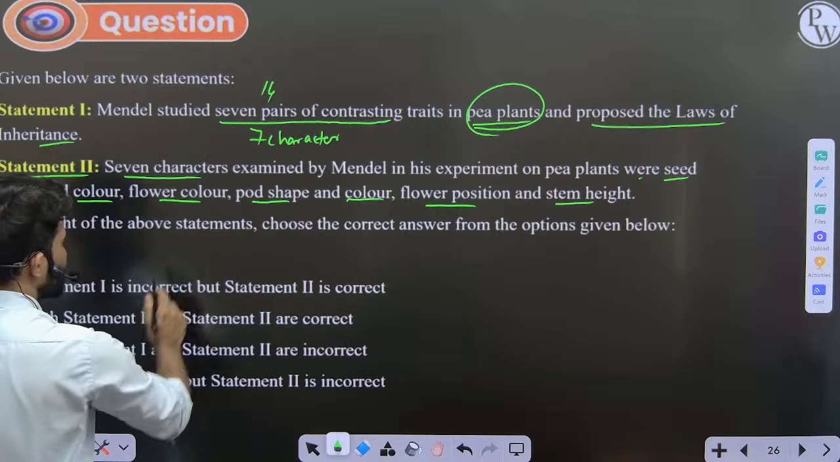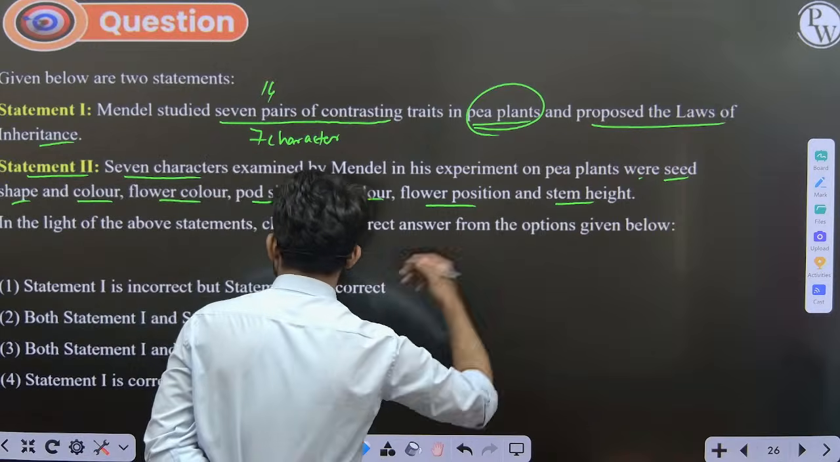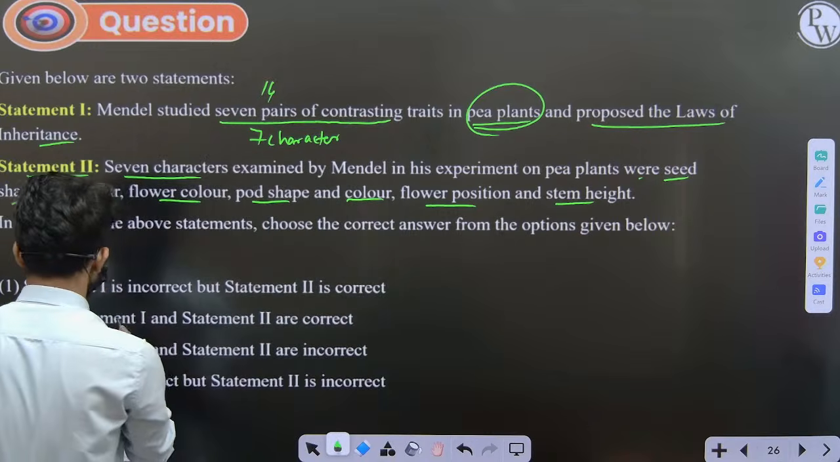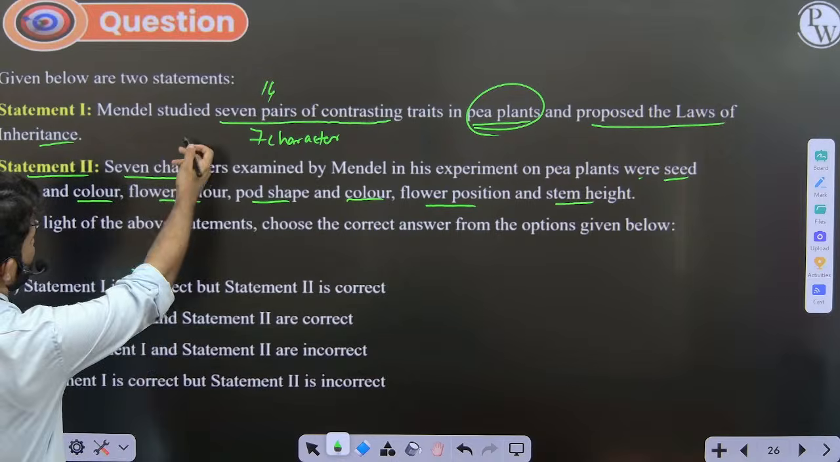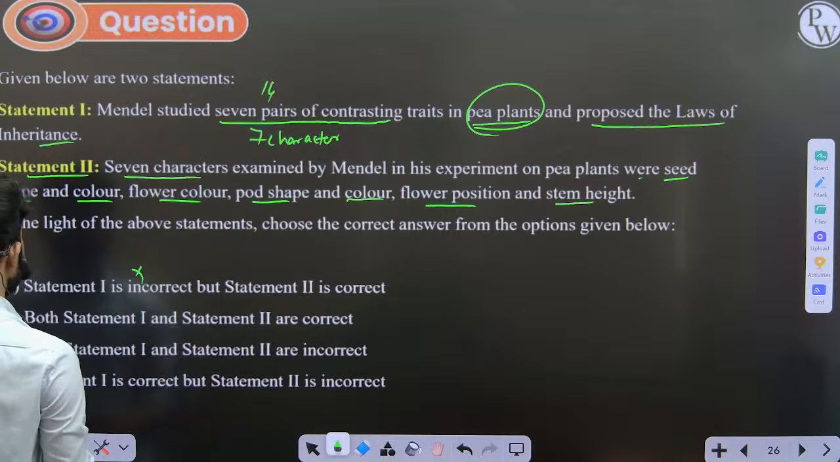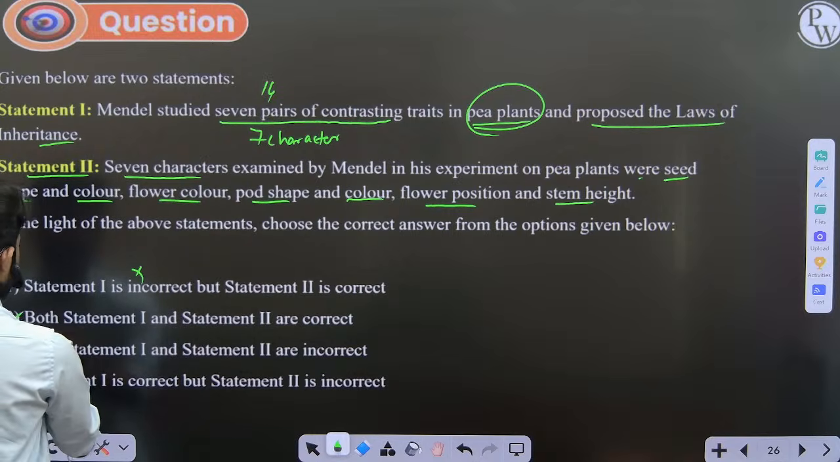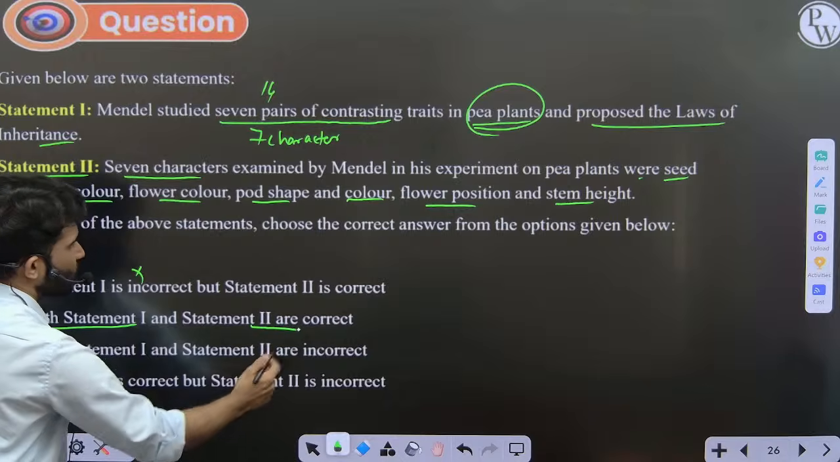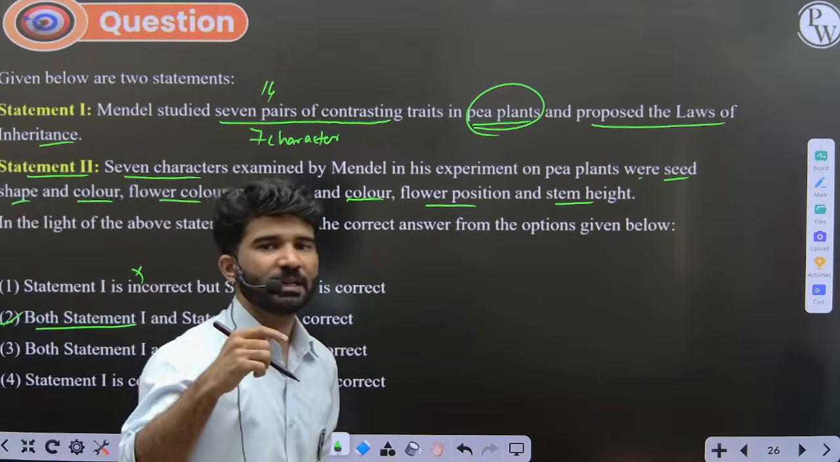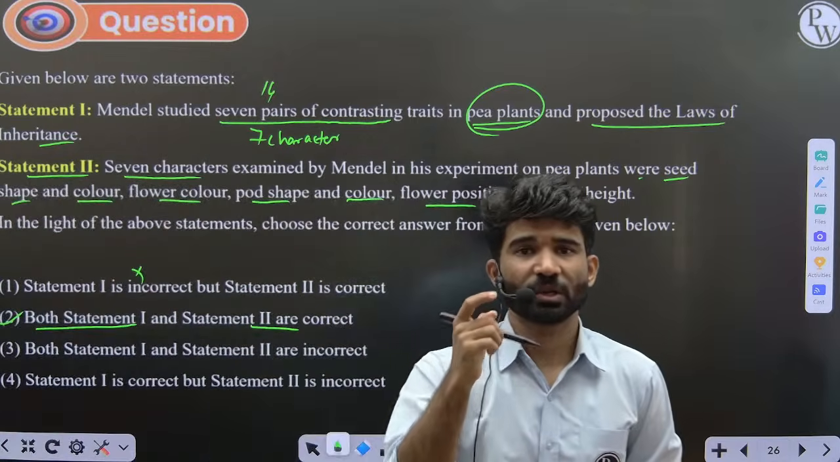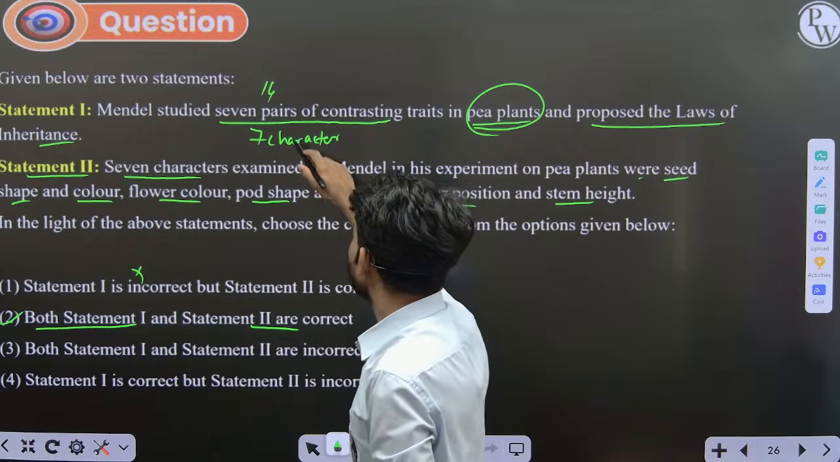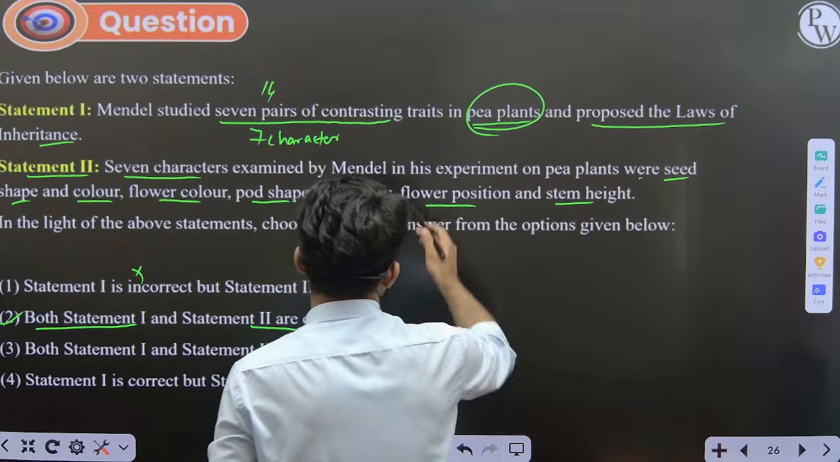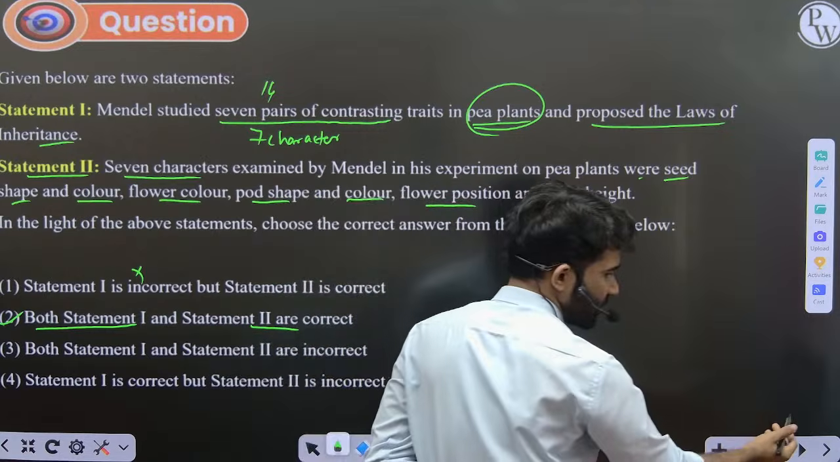So in light of the above statements, what is the correct answer from the options given below? Here, the first one, statement 1 is incorrect, they are saying it is wrong. Statement 1 is also correct. Statement 2 is also correct. So the correct option is that both statements are correct. So they studied 14 contrasting traits, or 7 pairs of contrasting traits. Both the statements are correct.